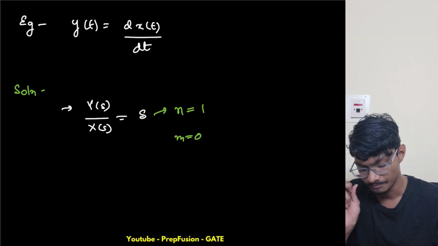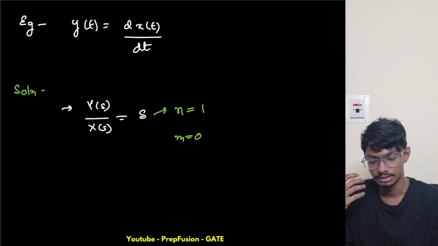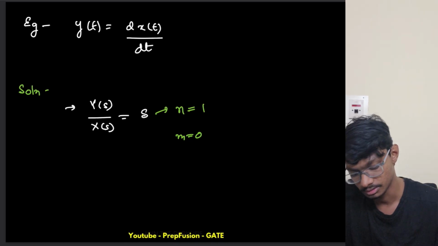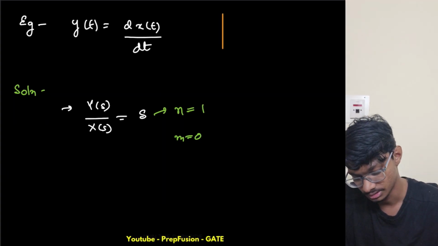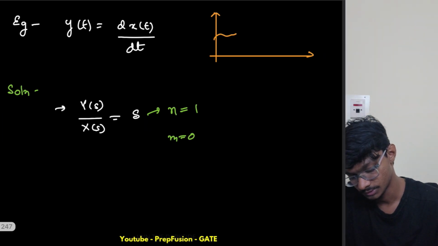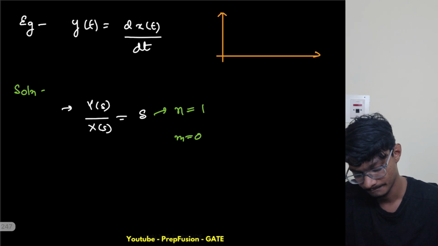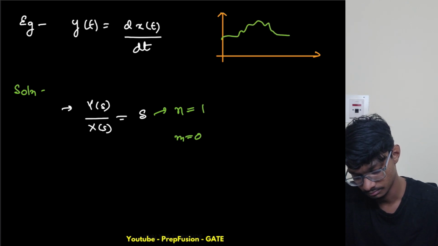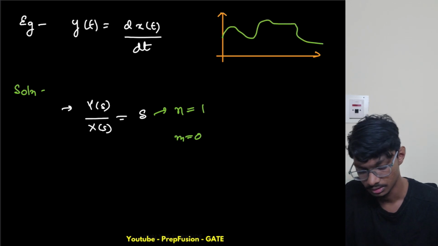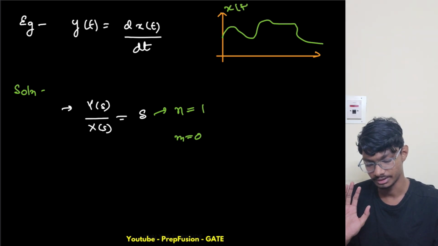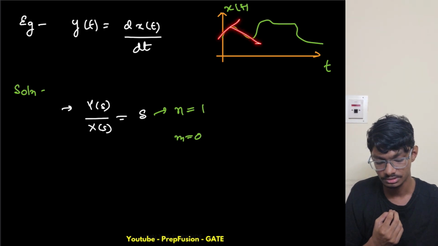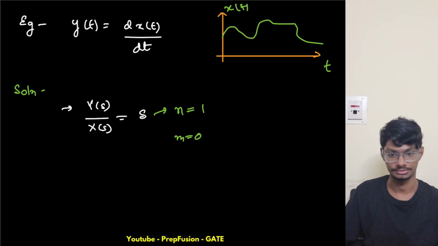Let me draw the x. X is a signal, it can be anything. Let me draw it in a different color. Okay, so this is just x of t with respect to time. Now what we are doing is taking the differentiation of this, and that is what the output is.